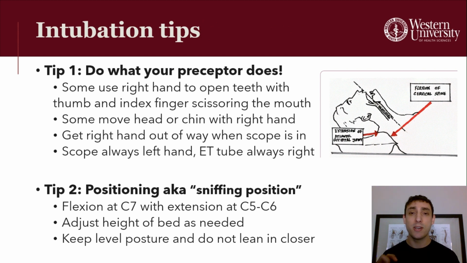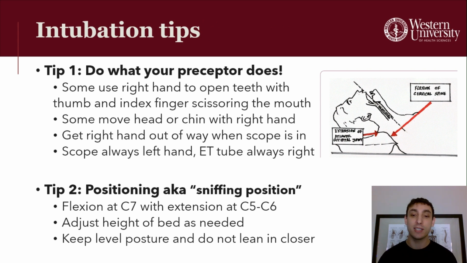Like some don't want me to have my hand in the patient's mouth at all. Some just kind of move the head and the chin. Also, they've told me to get my hand out of the way as soon as I'm able to get my blade in. One constant I've seen is they've always had me have the tube in my right hand, the scope in my left hand. Super important thing is positioning.